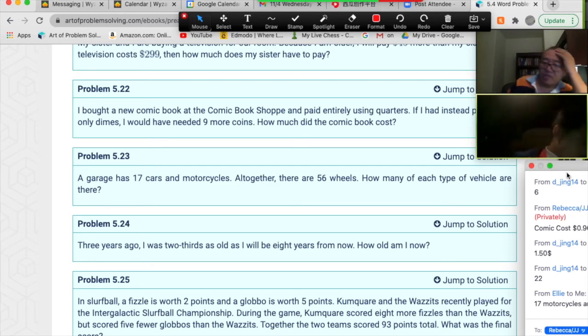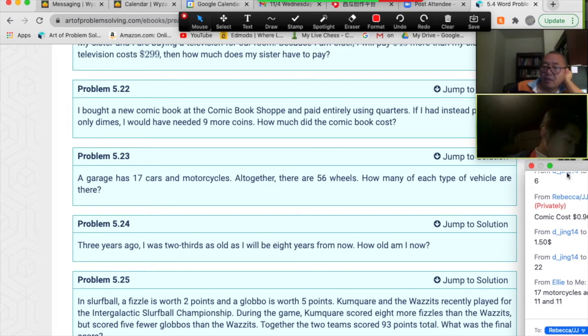Ellie, also double check your answer. See here, number of cars plus number of motorcycles equals 17. Then if you add their wheels together, you get 56. Then they ask you how many of each type of vehicle there are.